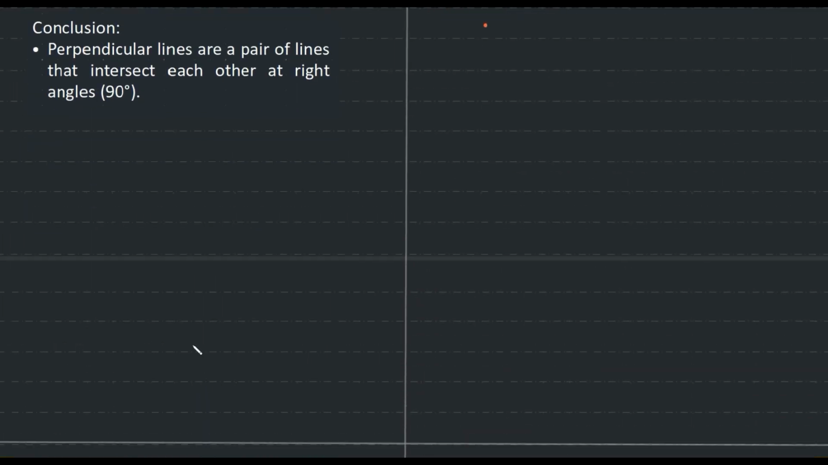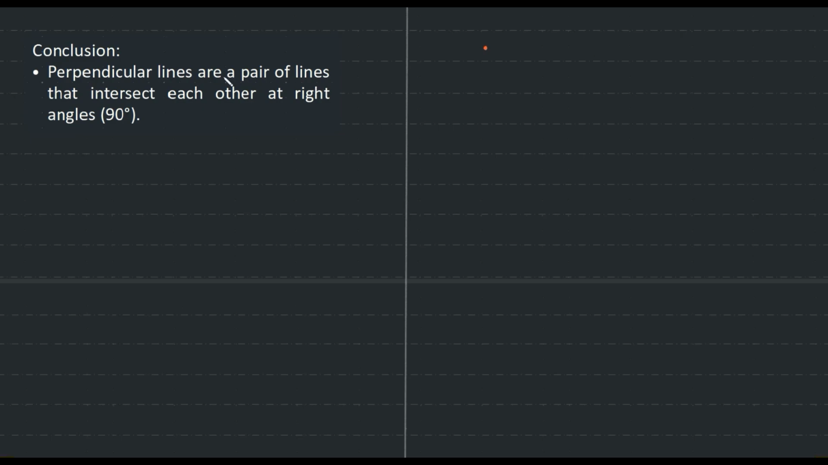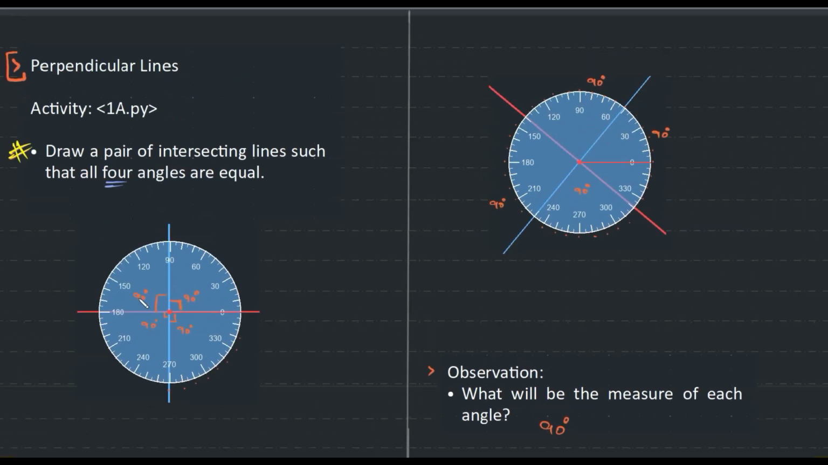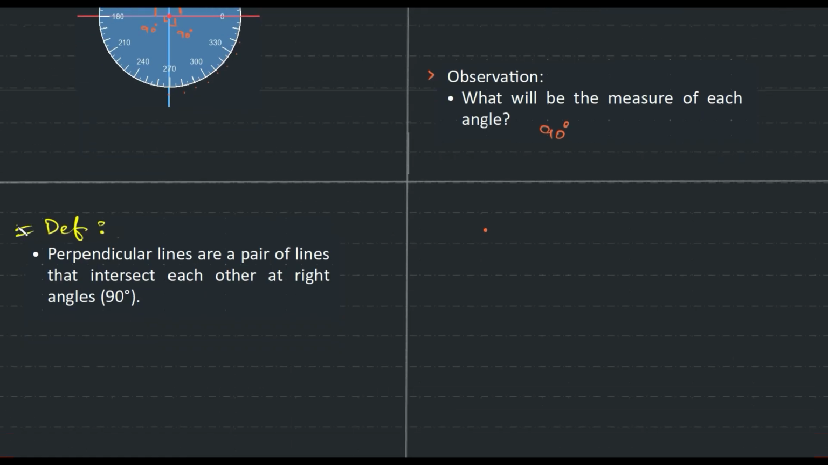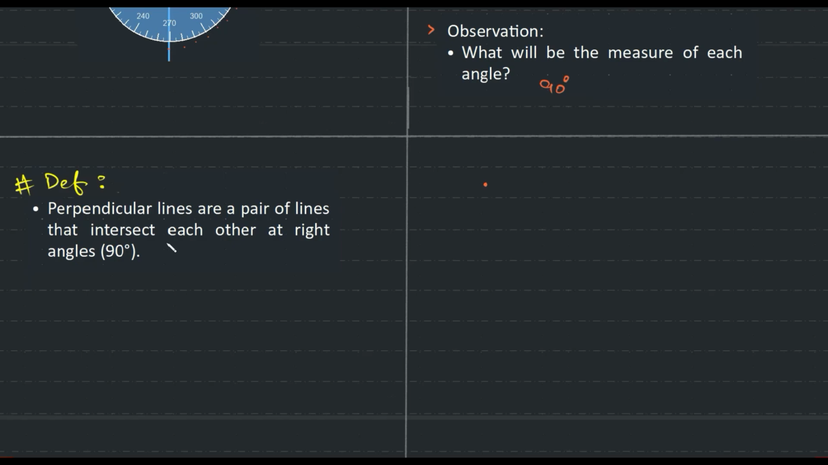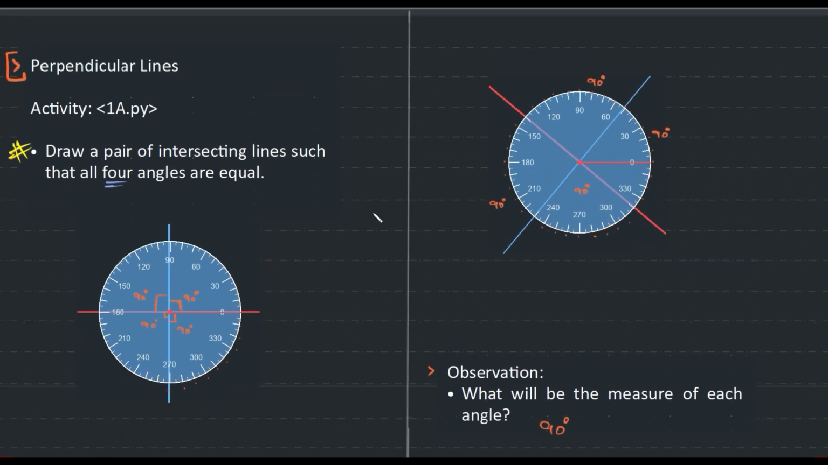And the conclusion is that perpendicular lines are a pair of lines that intersect each other at 90 degree. So this is not a conclusion, this should be a definition. Sorry. So perpendicular lines, as an idea or a definition, are lines or a pair of lines that intersect, meaning meet each other at a right angle, that is 90 degree. And as an example, we were able to see this too.